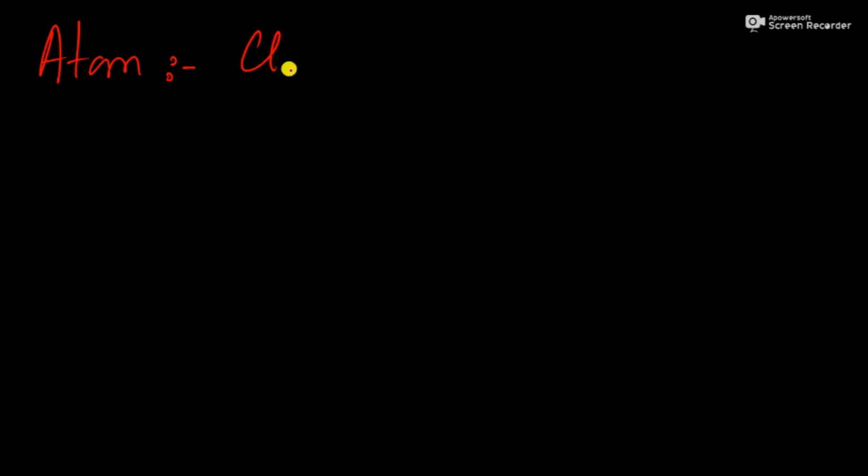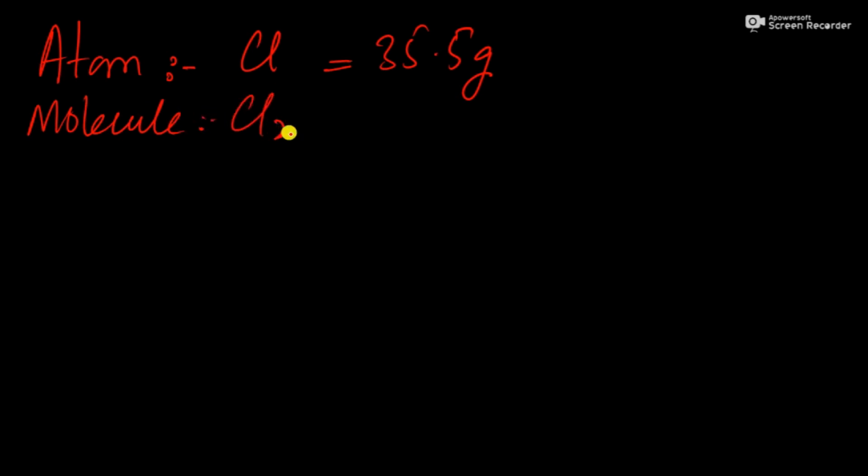For an atom, let's suppose we are talking about a chlorine atom. The atomic mass of a chlorine atom is 35.5 gram. If we are talking about a molecule, such as chlorine gas, what is the molecular mass? It will be 35.5 into 2, which gives you 71 grams of chlorine gas.